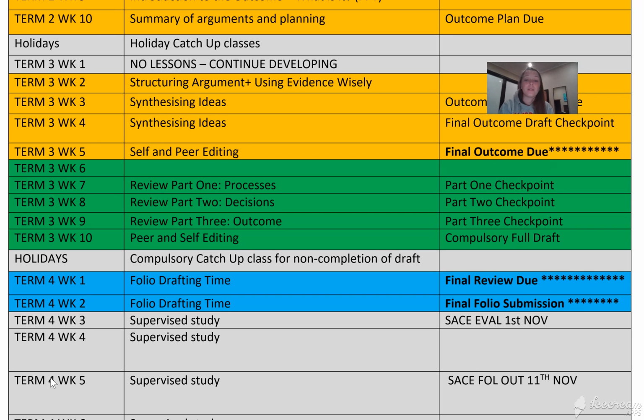And then you will be given your review back in the holidays so that you can submit it at the end of week 1. It then goes to the SACE board basically a week later, okay? Those students who submit their review on time will then be given the opportunity to take back their folio drafts and work on those for 2 weeks before we move into a supervised study.